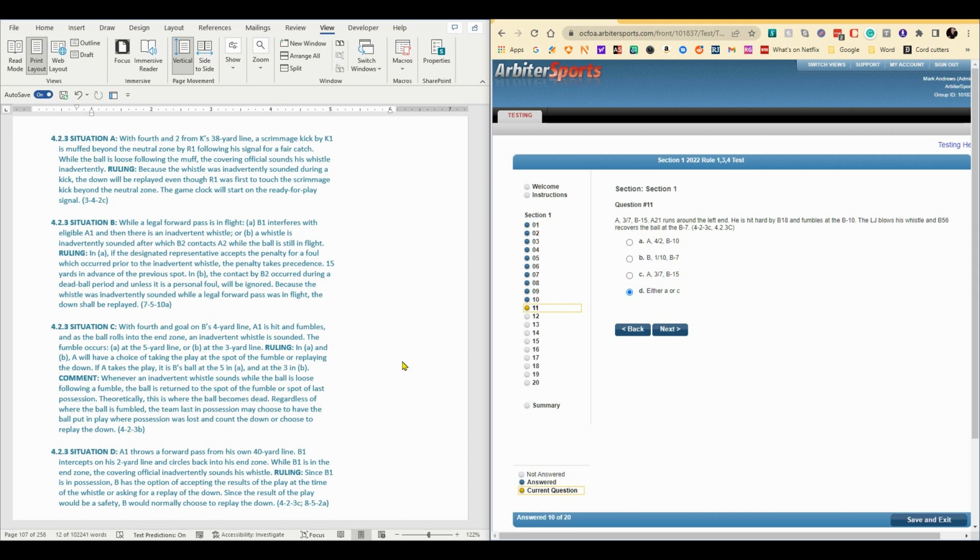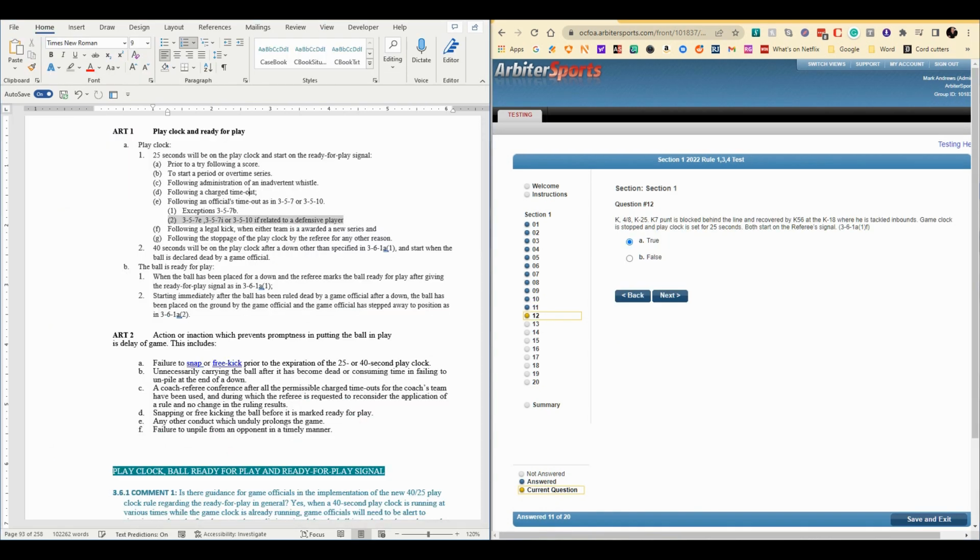So obviously A would not take the result of the play. They would replay the down. But this is a little confusing. That's the reason that B's going to get the ball, not because of any other reason. They just didn't make the line to gain, which was the goal line. All right, moving on.